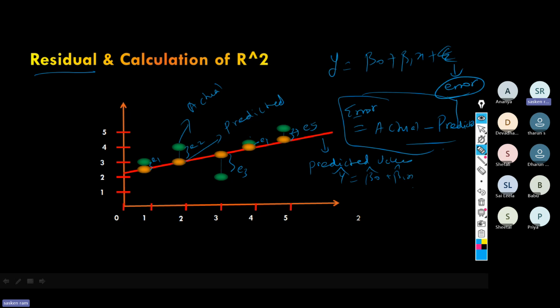If you work with the sample data, we call this error or difference a residual. If you work with the population data and find the difference between actual and predicted, that is called error. If you work with sample data, we call that a residual, but in general, we work with the sample data only.